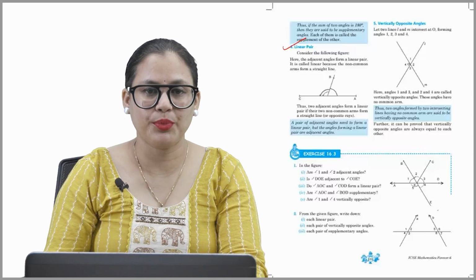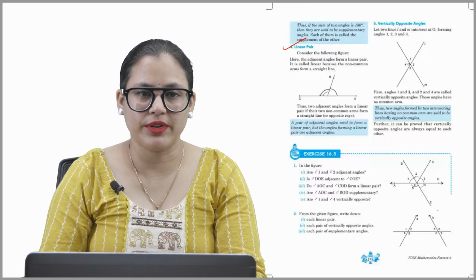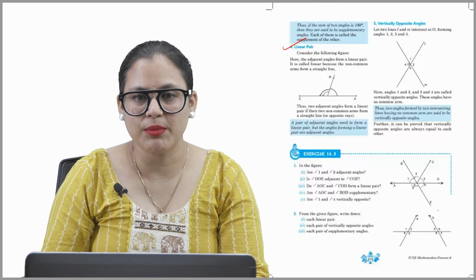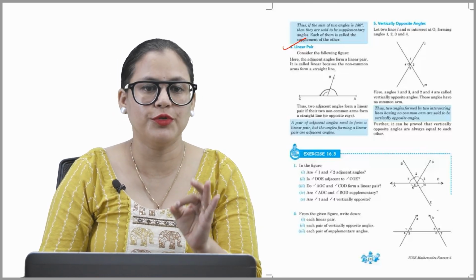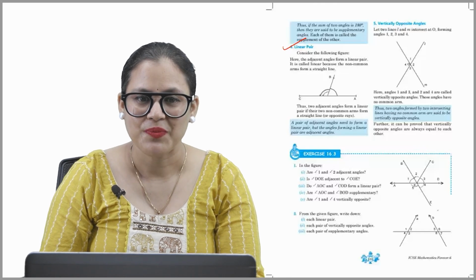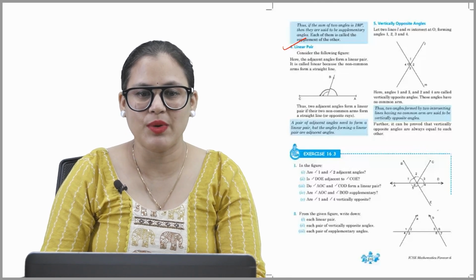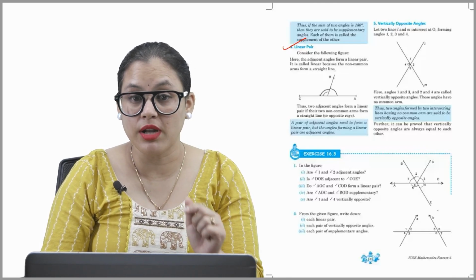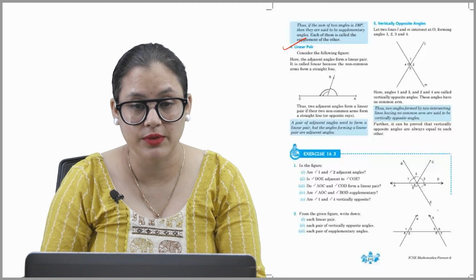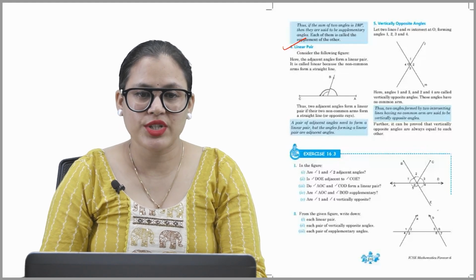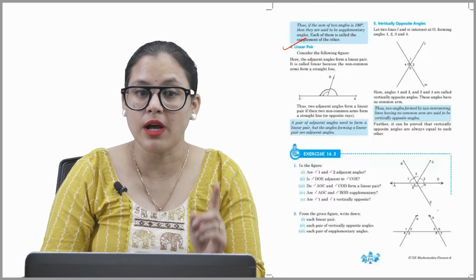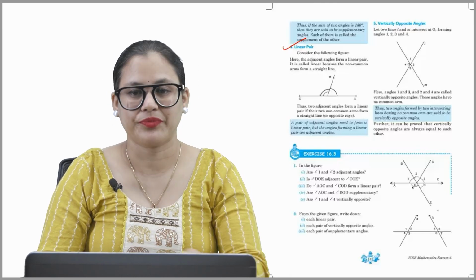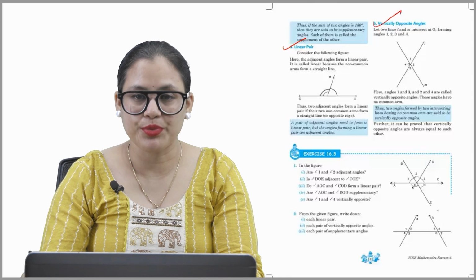Number 4, linear pair. Consider the following figure. Here the adjacent angles form a linear pair. It is called linear because the non-common arms form a straight line. Thus, two adjacent angles form a linear pair if their non-common arms form a straight line. Okay. A pair of adjacent angles need not form a linear pair, but the angles forming a linear pair are adjacent angles.